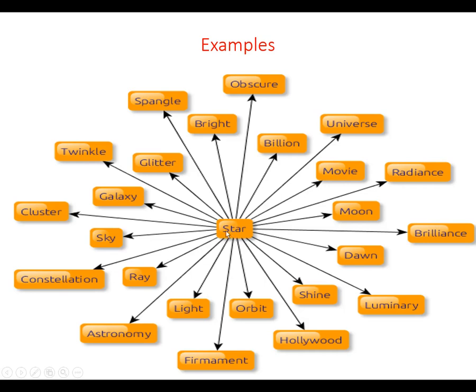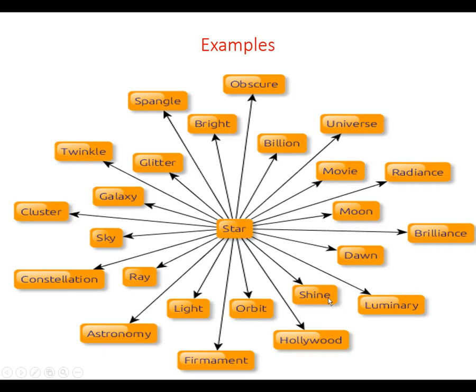As for the word star, look at the words here: the word obscure, the word bright, bright star. We have glitter, stars are glittering in the sky. We have billions and billions of stars. We do not know the exact number. Stars are there in the universe, making the universe and galaxies. Yes, galaxy is here. And twinkle, cluster: stars cluster in order to make orbits. There is orbit here.